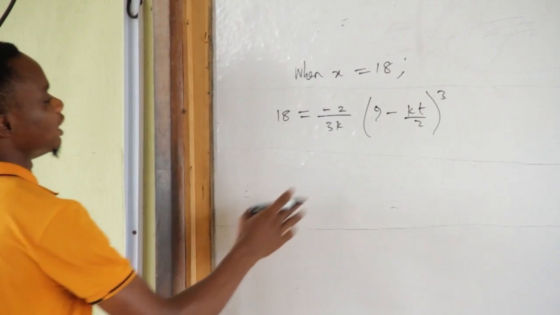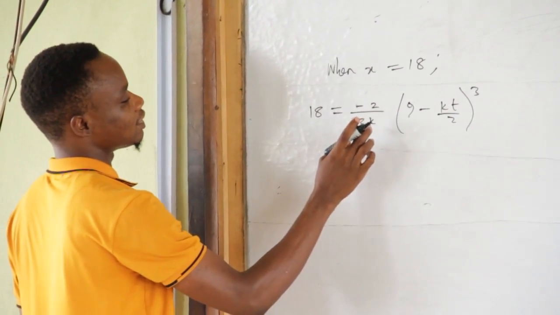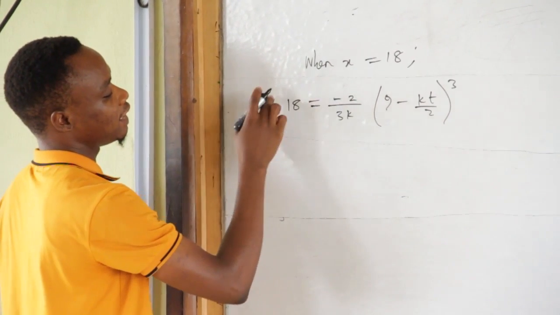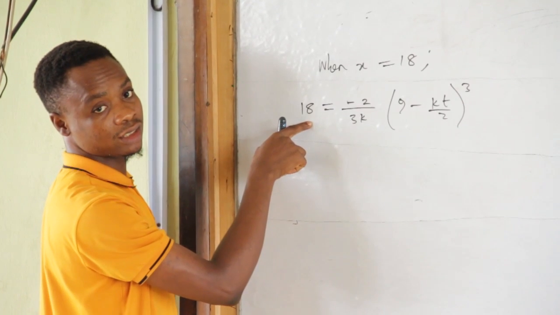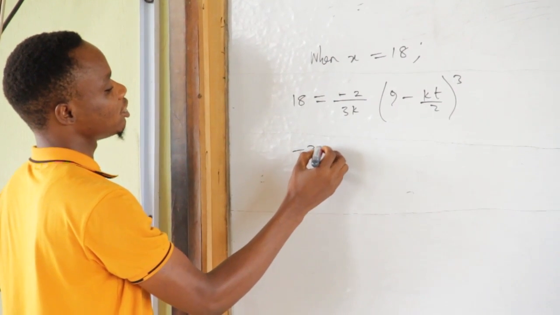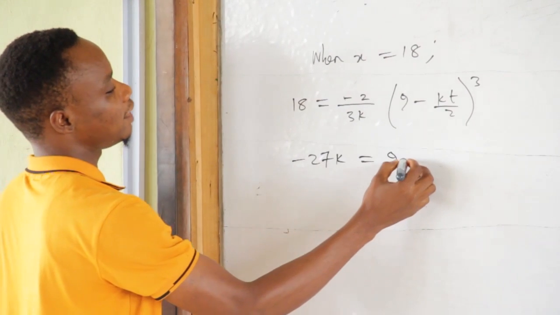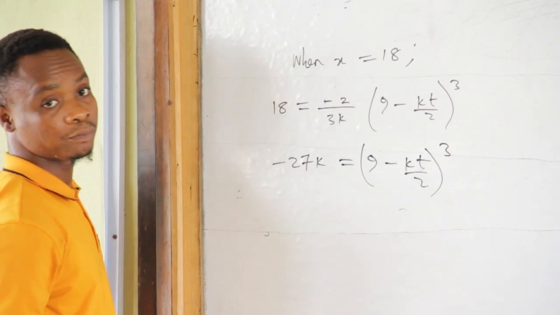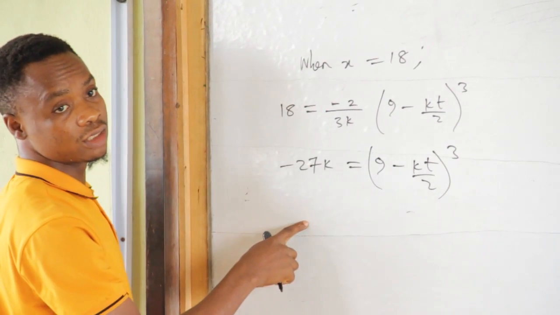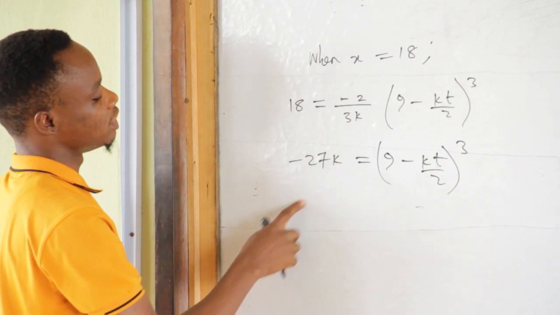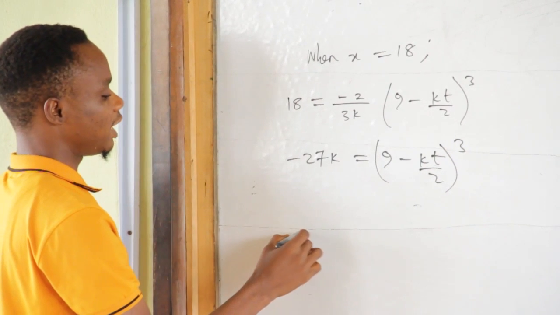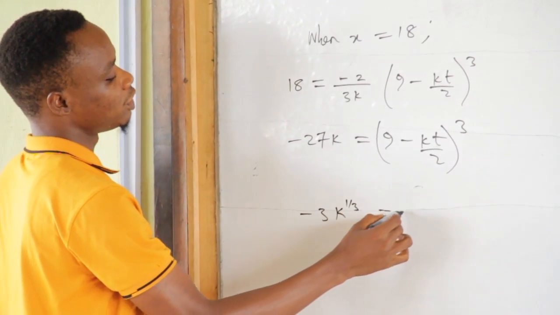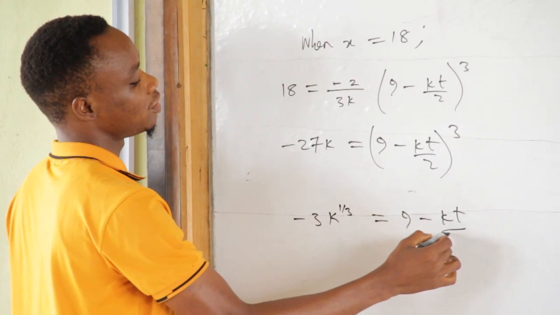So I can make t the subject right here. So how will I do that? When I cross multiply, when I divide this by this, I'm going to have minus 9. Do you understand that? Multiply by 3, that's minus 27k equal to 9 minus kt over 2 all raised to the power 3. Is that clear? Then I can take the cube root of this. Cube root of minus 27 is minus 3, right? This is going to be minus 3. Then cube root of k, that's k raised to the power 1 over 3. It's going to be equal to 9 minus kt over 2.